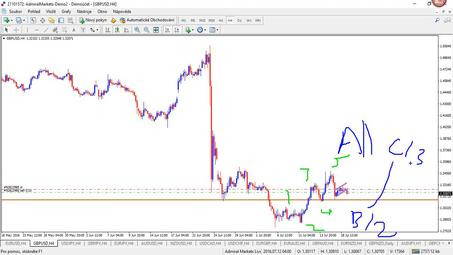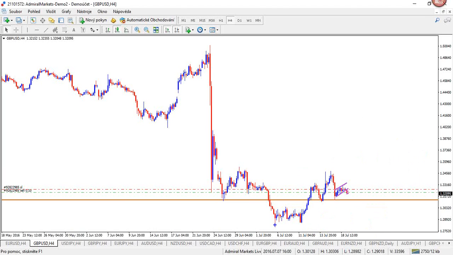That's one scenario. The other scenario is that price made a bigger correction, an ABC correction that had an extended C wave, and now we're back in the downtrend.